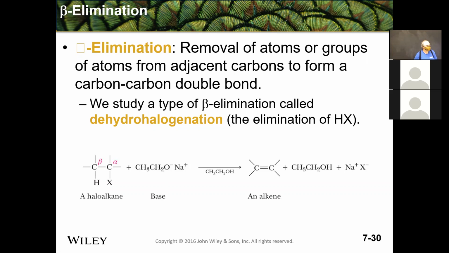Whereas with substitution, you could get all kinds of different products. You could get a different halide, you could get an amine, you could get an alcohol, an ether, a sulfide, a thiol, all those different products. With elimination, you're going to get an alkene. So we change the bond order. Substitution and elimination can compete with each other. So we can actually get both substitution and elimination products in the same reaction mixture.